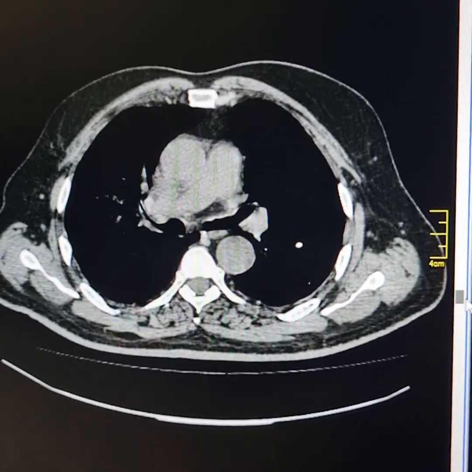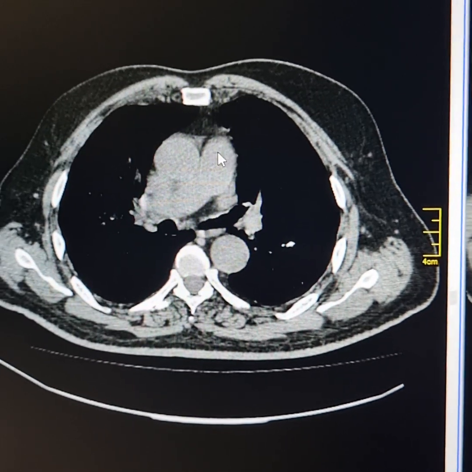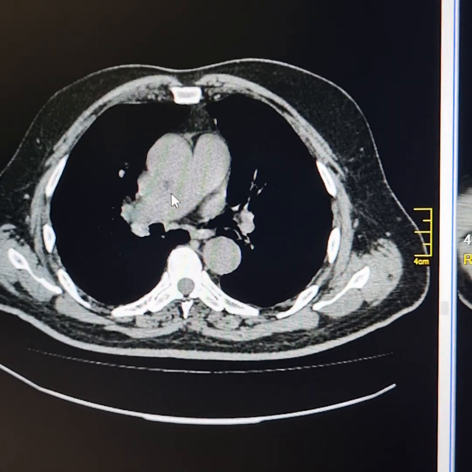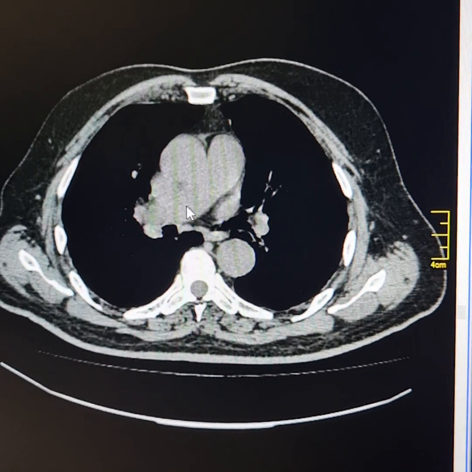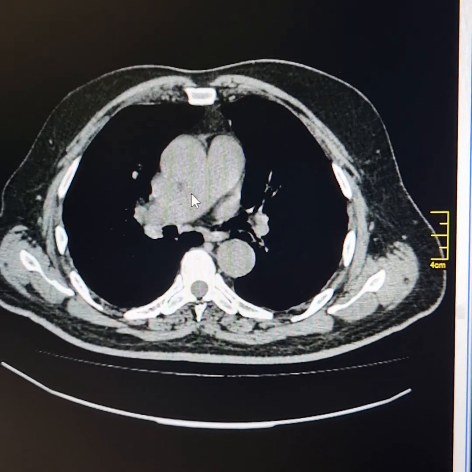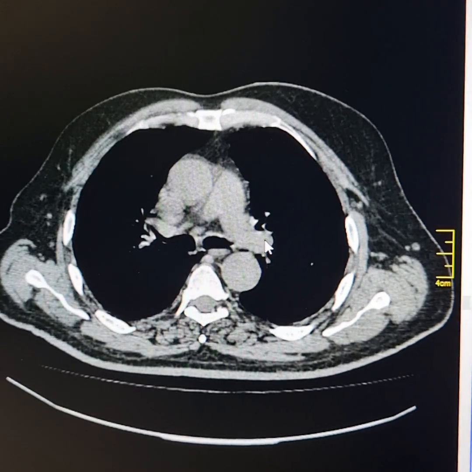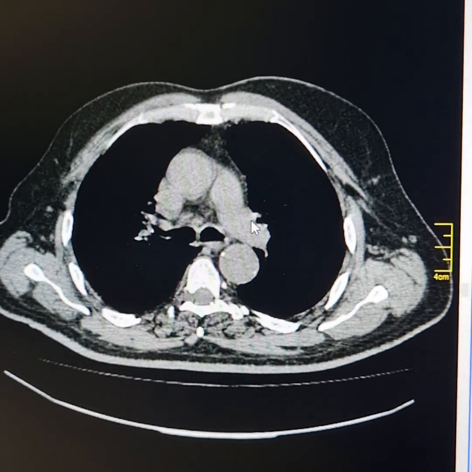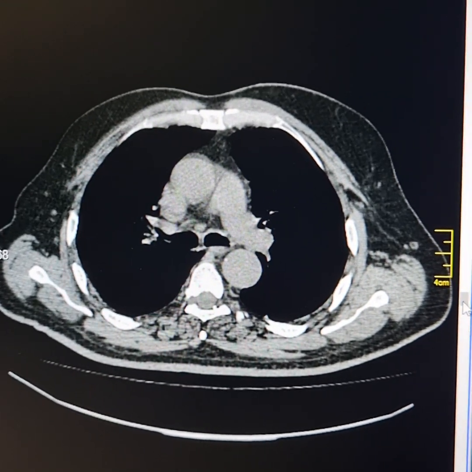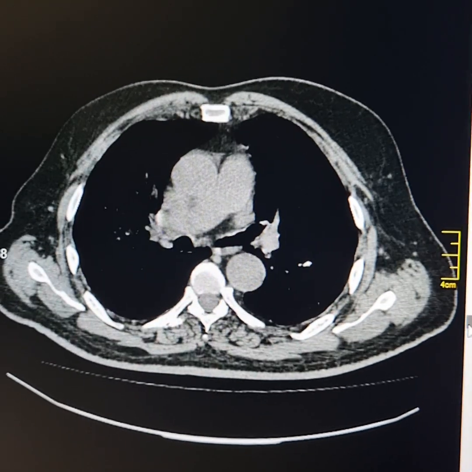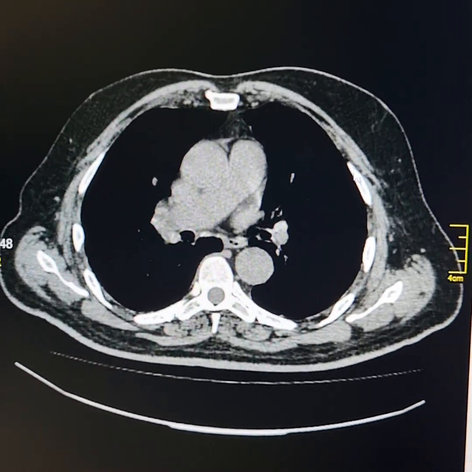but even then you can make out this is the pulmonary trunk here. Please observe that this is the right pulmonary artery. Please keep its size in mind, and this is the left pulmonary artery. There is quite an obvious difference between the sizes of both the pulmonary arteries.